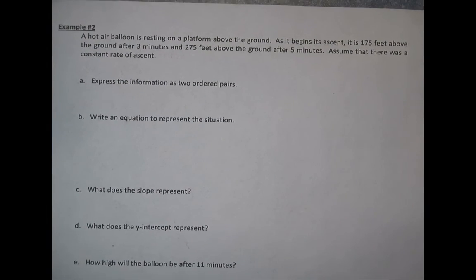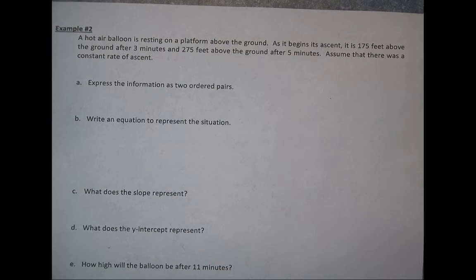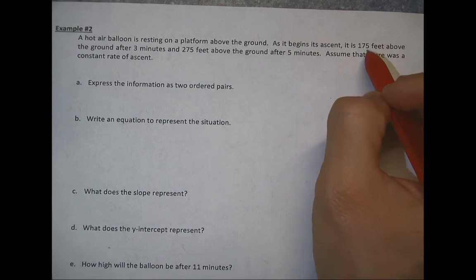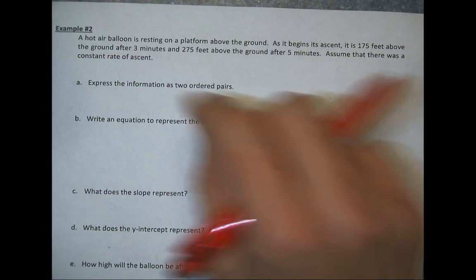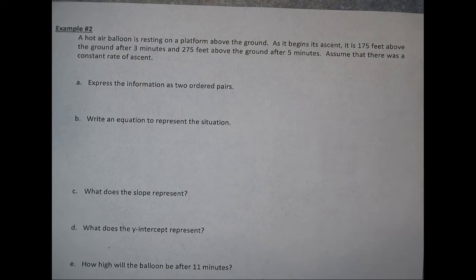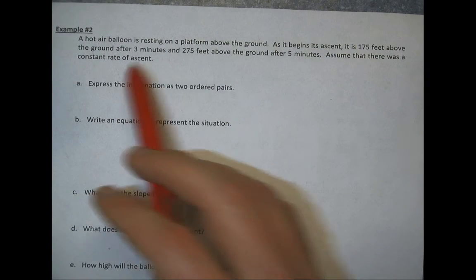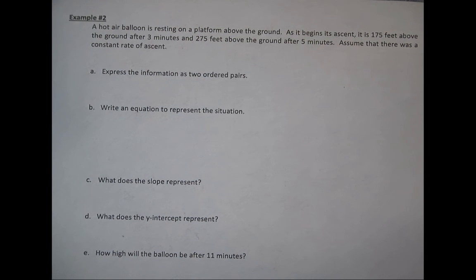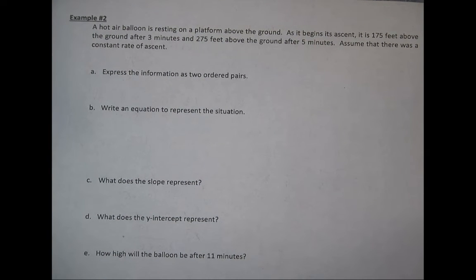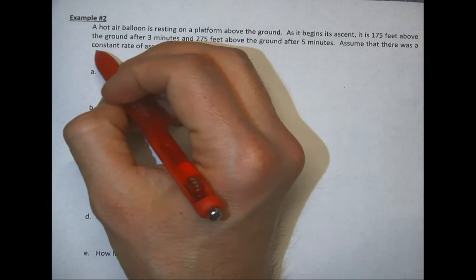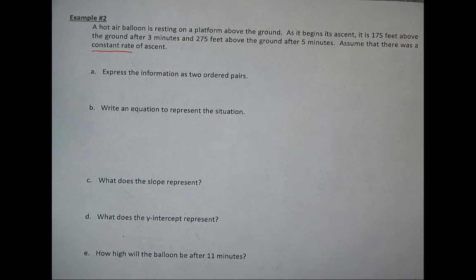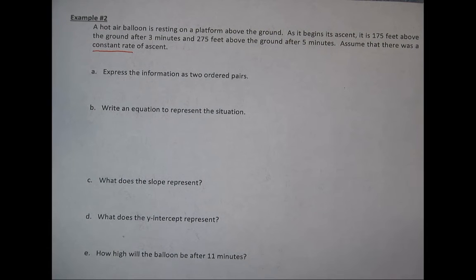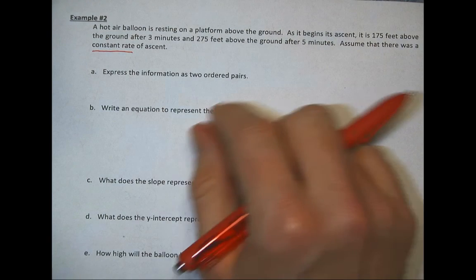We got a hot air balloon. It's resting on a platform. It begins its ascent, which means it's rising. It's 175 feet above the ground after 3 minutes, and 275 feet above the ground after 5 minutes. Those are 2 different sets of information. We're going to assume there's a constant rate of ascent. So when graphed, if we looked at the ascent, it's going to be a straight line. If it wasn't, then we don't have enough information to solve this. So constant rate is going to form a straight line, meaning it's going to have a slope. So this will be a straight line and we can handle that.